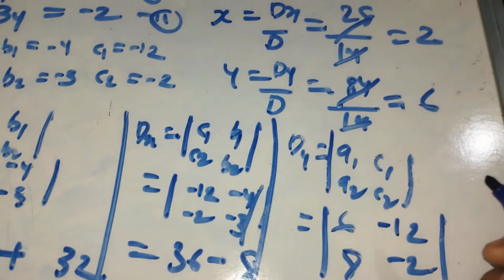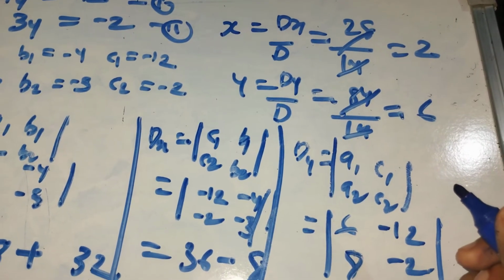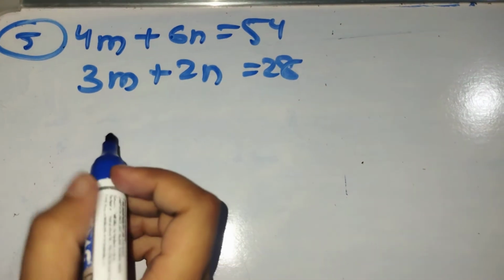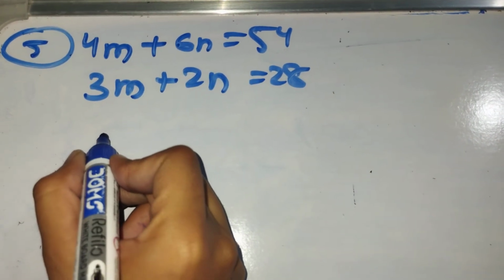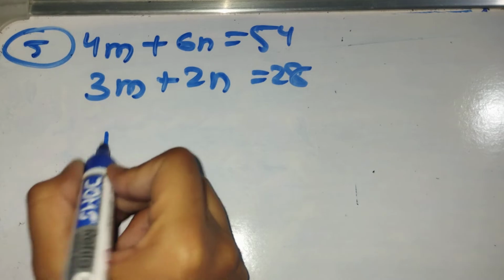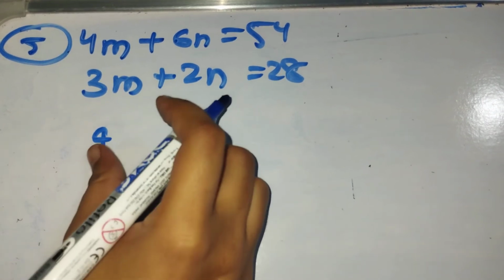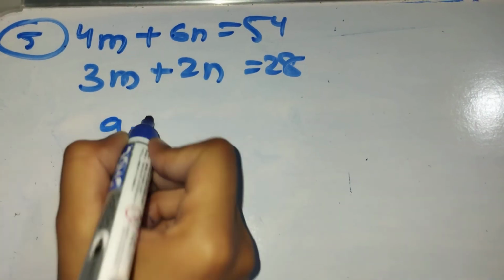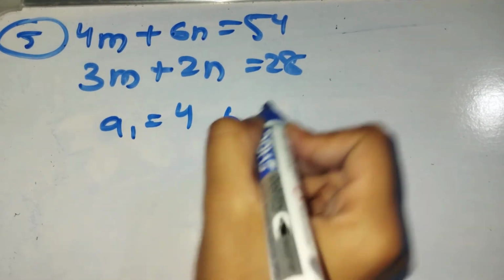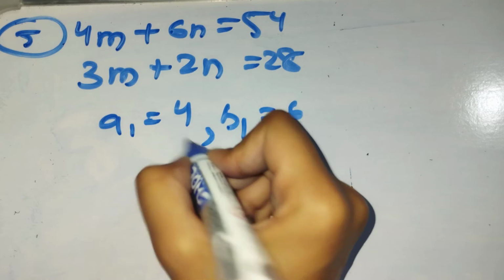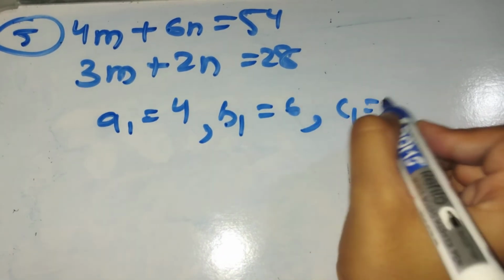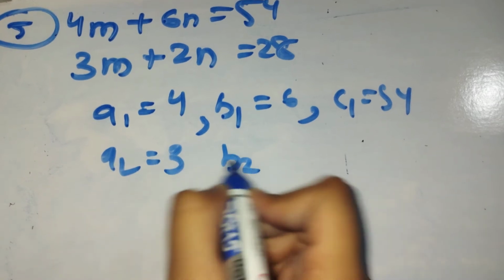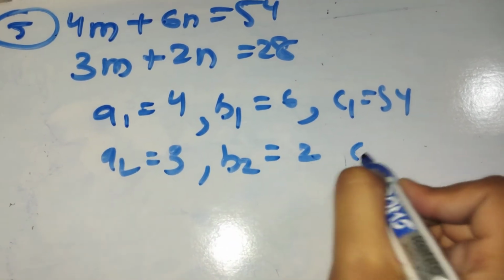So x value is 2 and y value is 6. Okay, so here is another question. First we put the values: a1 is 4, b1 is 6, c1 is 54, a2 is 3, b2 is 2, c2 is 28.